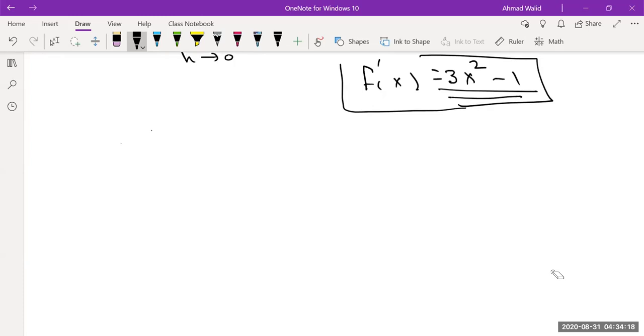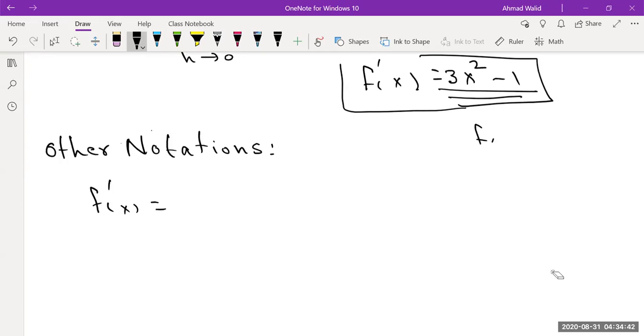Now, a few notes that I want to write for you. First, other notations. What does f prime a or f prime x mean? What is f of x? f of x for you means y. Then f prime x, you can also write it as y prime. It means the derivative of the function.